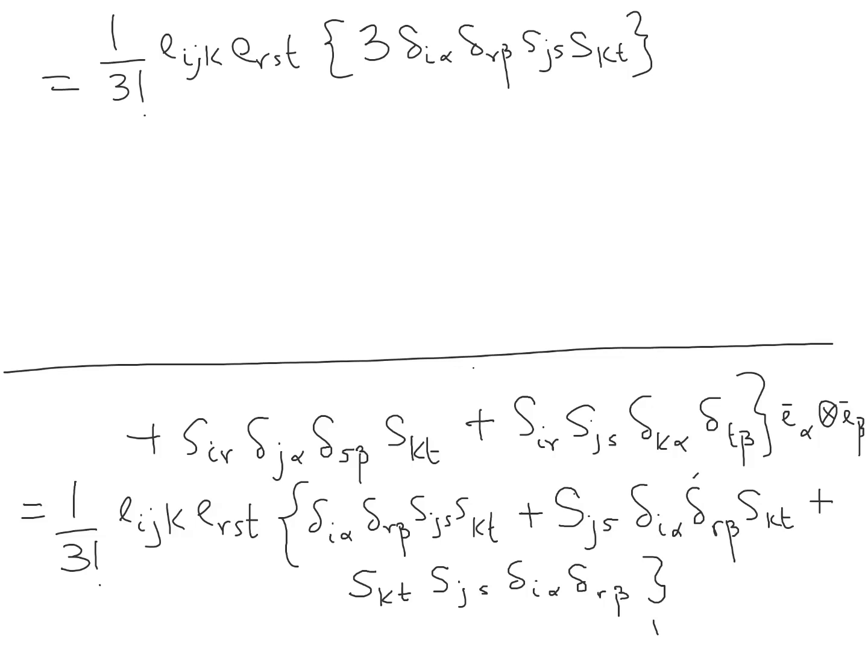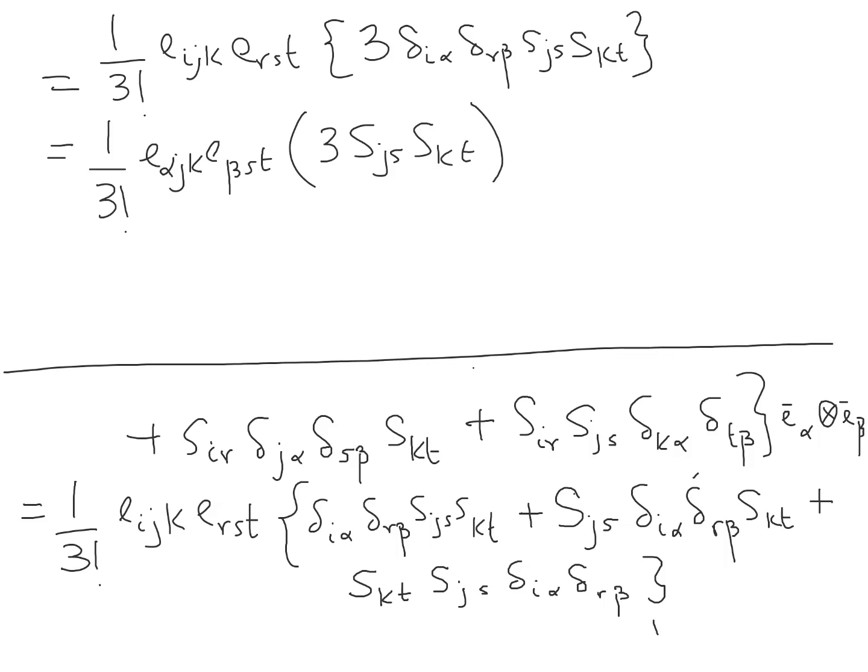We now perform the contraction with the alternating symbol. This becomes e_alpha JK, e_beta ST, 3, S_JS S_KT. So that's why I told you that there was an error in the notes. It shouldn't be IJK RST again. It should be alpha JK beta ST. 3 factorial is 6. So you have 1/6 multiplied by 3. What you have here is half. Of course, 2 is the same as 2 factorial.